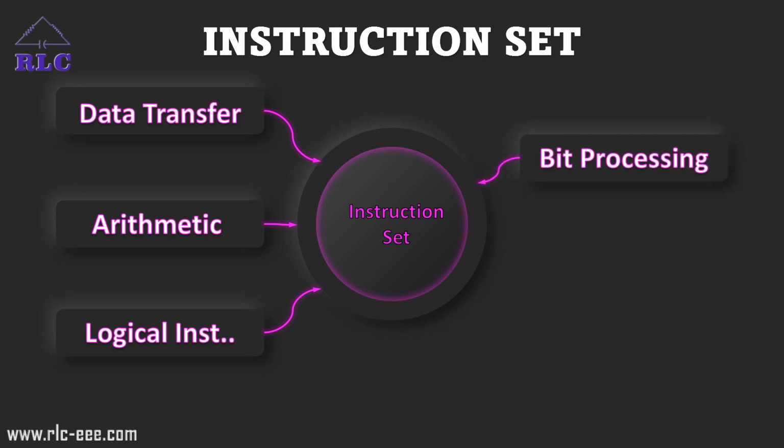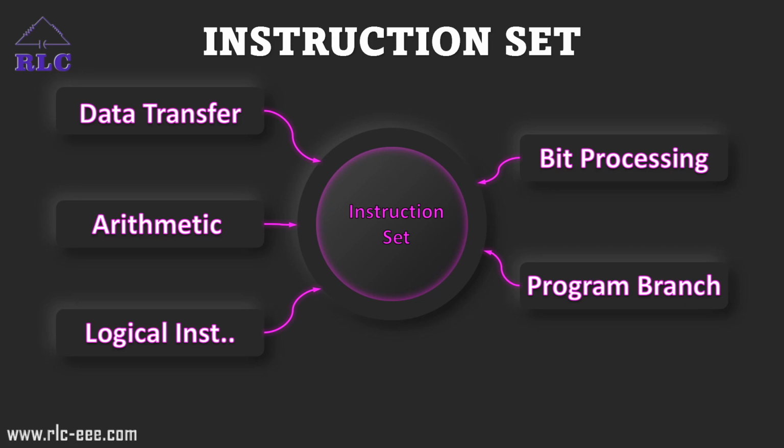Next, bit processing, that is, Boolean variable manipulation, taking individual bits, performing OR operations, AND operations, clearing of the bit, setting of the bit. These all come under bit processing instructions. The next is program branch. Depending upon the condition, the program may have to step onto some other location, process the data, and needs to come back. This will be taken care of by the program branch instruction set.